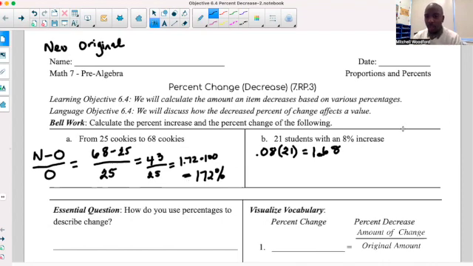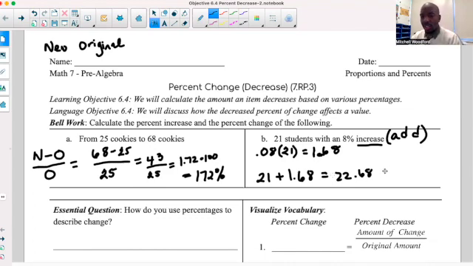It's an increase. The word increase tells us that we are adding here. So the word increase means we're going to end up adding that 8% to the original amount. So I'm going to do 21 plus 1.68, and this is going to give me the increased amount of students, which is 22.68. But because we're talking about people here, it's best to say that the answer is an approximation. I can say that there are 22 students. I'm sorry about that glitch.